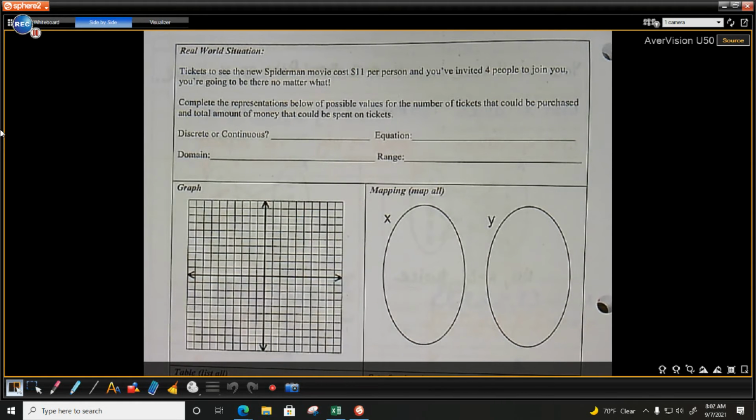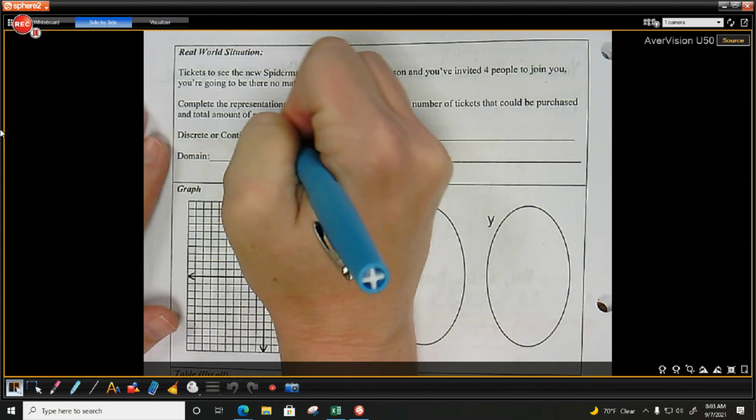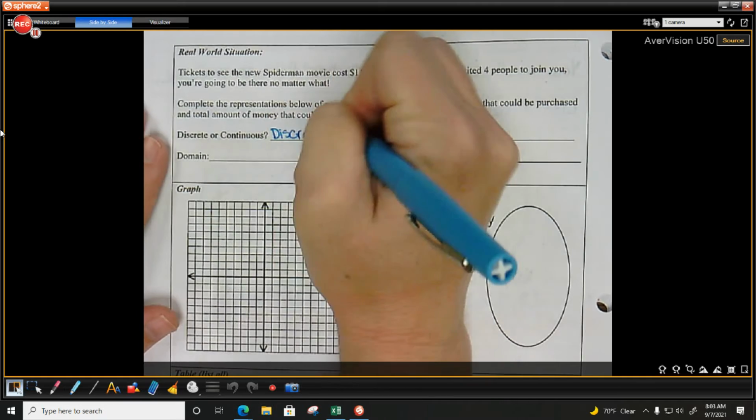So discrete because you only can have one person. Then you jump to 2 people. Then you jump to 3 people. You can't have like 2.3 people come into the movies with you. Okay? So this is an example of discrete. And the reason for that is you only have whole number people.